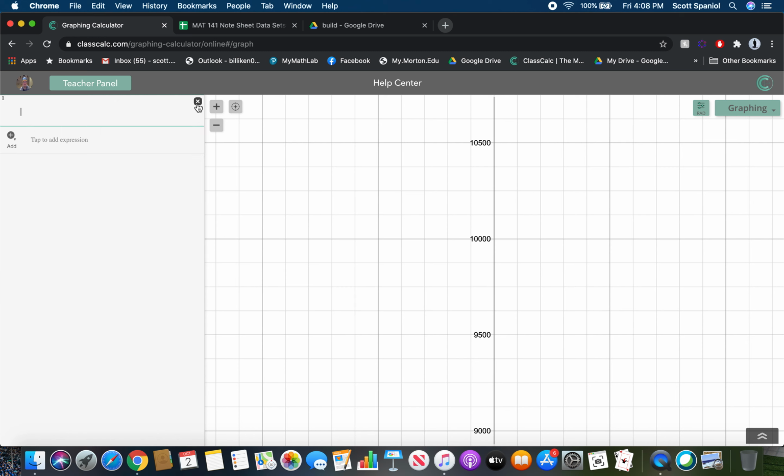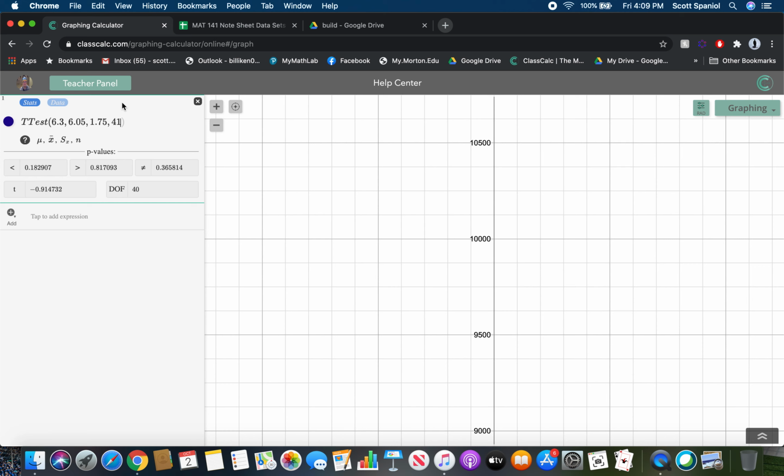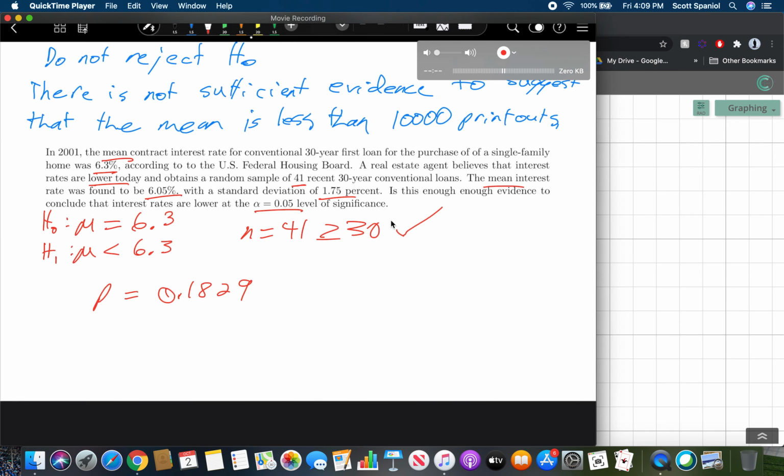Okay. So we can come in here. Let me get rid of all of this out of the way. And we can do a t-test with our mu of 6.3, our x bar of 6.05, and our standard deviation of 1.75 with a sample size of 41. And so in this case, we're doing less than, which is this one on the left. So our p-value is 0.1829. Okay, which is not less than 0.05.